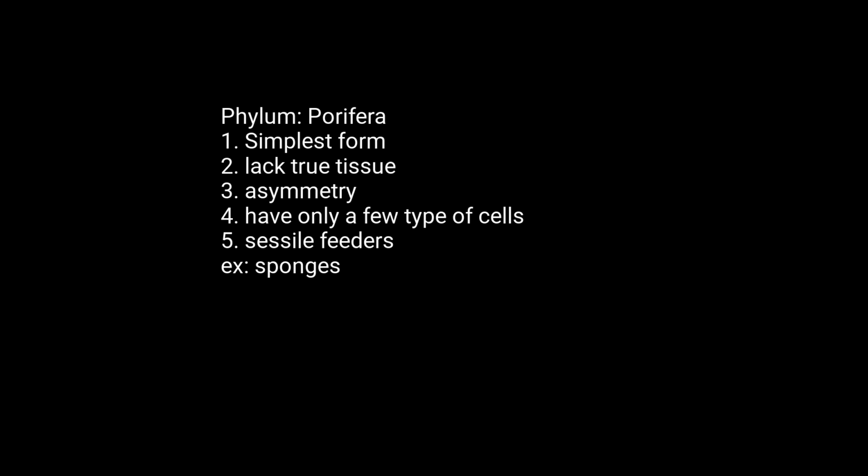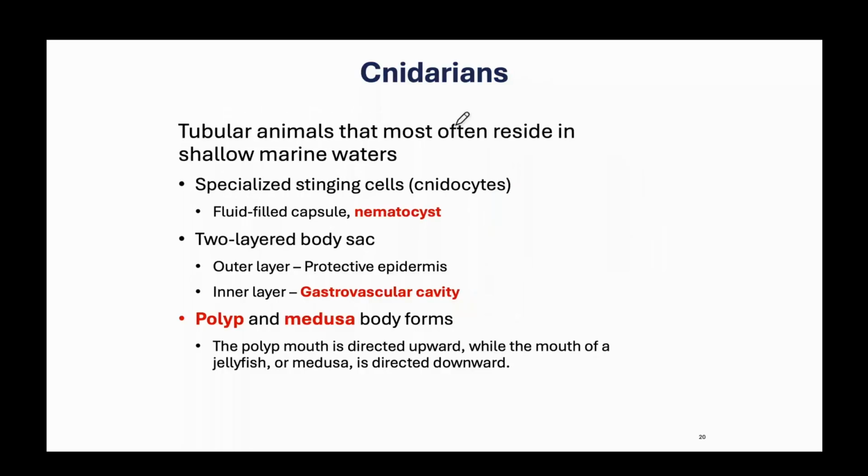Now, the next phylum that we're looking at is cnidarians. And so your examples are going to be jellyfish and hydra. So these, most of the time, are tubular animals. This needs to be noted right here: specialized stinging cells called cnidocytes. This is the second thing I would note right here, is they have a two-layered body sac.